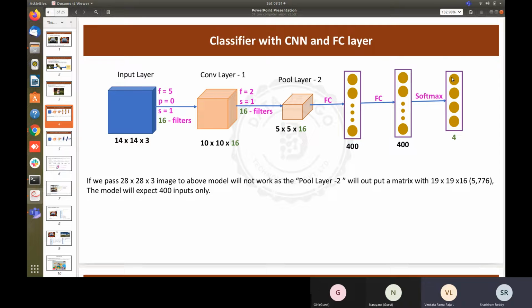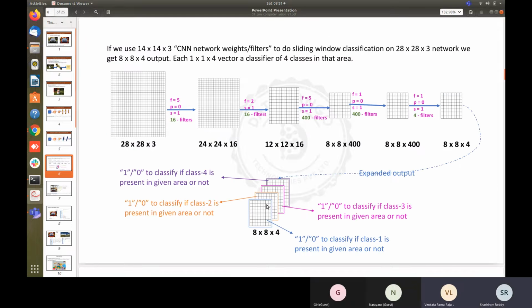Got it? If you have multiple classes, I said 4 animals, right? 4 animals means 4 classes. Each cell can have either 0 or 1 or 2 or 3 or 4, right? Or this is another way. Sorry, I'm confused.